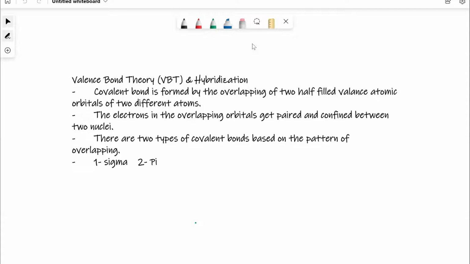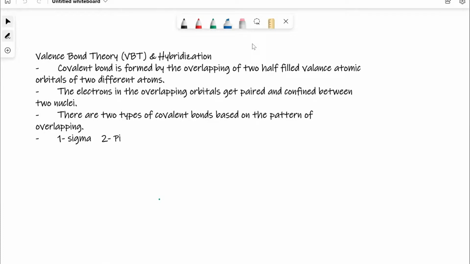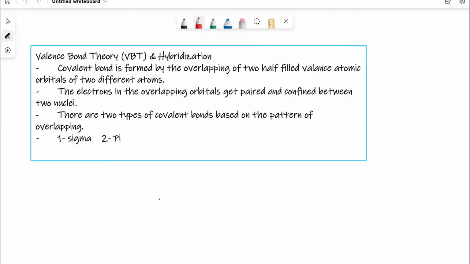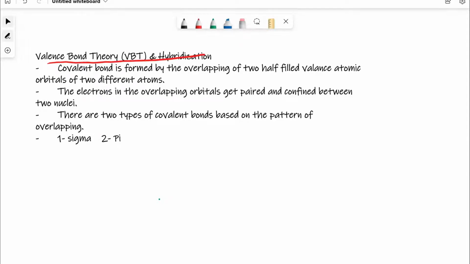I wrote that for you so you can see what valence bond theory is. Let's look at this word by word and try to understand it. Valence bond theory and hybridization is right here. See what it is. A covalent bond is formed by overlapping of 2 half-filled valence atomic orbitals of 2 different atoms. That's how the covalent bond is formed, right?